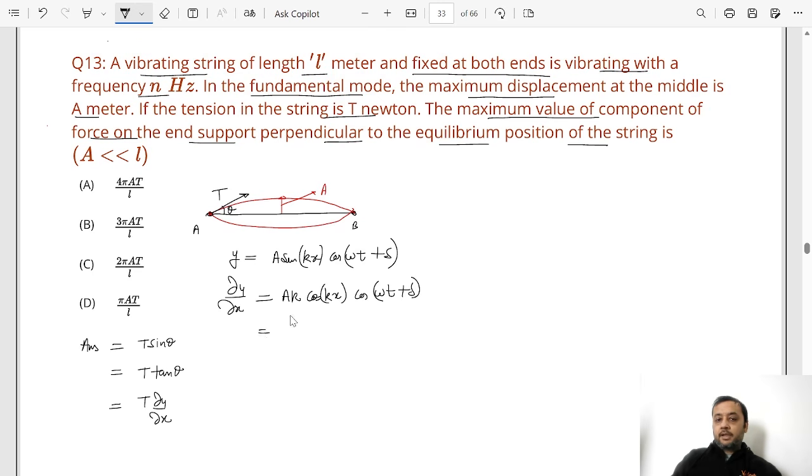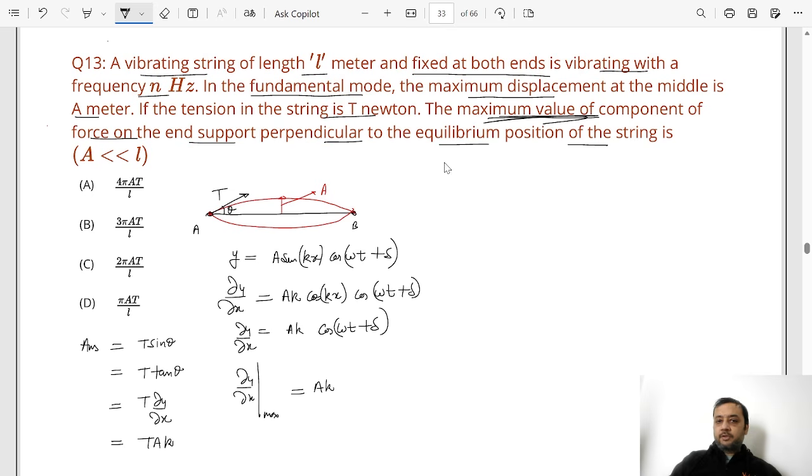All right. Now if I put x equals 0 here, this becomes Ak cos(omega t plus delta). That means this is the slope as a function of time at x equals 0. Now we want to find the maximum value. That means cos theta should be 1. So the maximum value will be when cos theta becomes 1, and that will become Ak. So you can see that the maximum value becomes T into A into k.